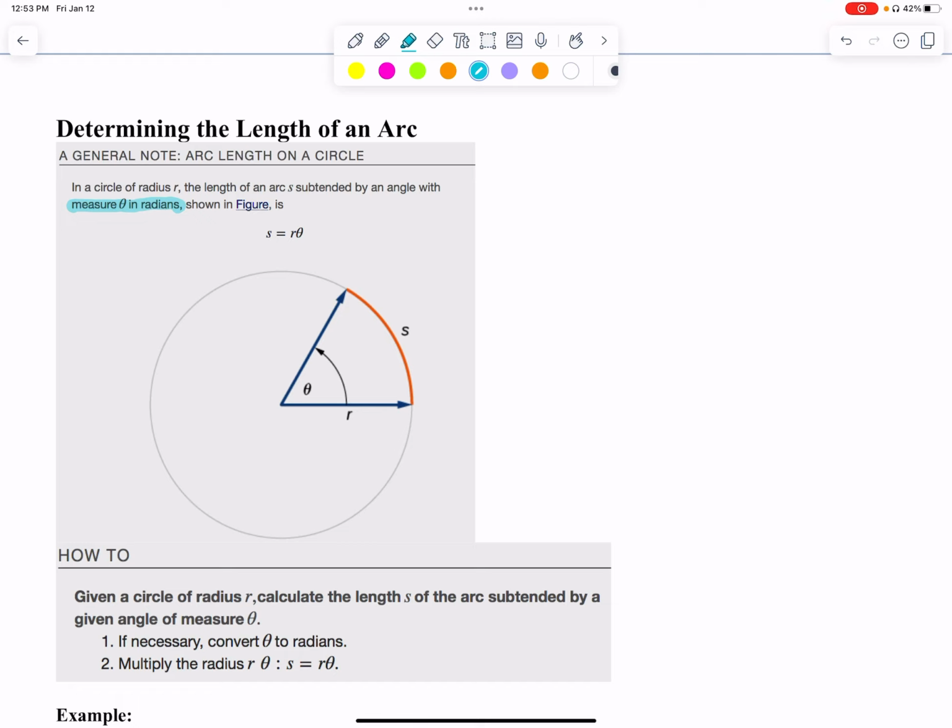The reason it has to be in radians is, remember, radians is just how many radii fit. How many of my radius can I put around the circle? That would be that theta. So if I just take that angle and times it by r, because r tells me how long each one is, that will actually give me the length s. You don't have to really understand why that's coming about, but it does make a lot of sense if you understand the definition of a radian.